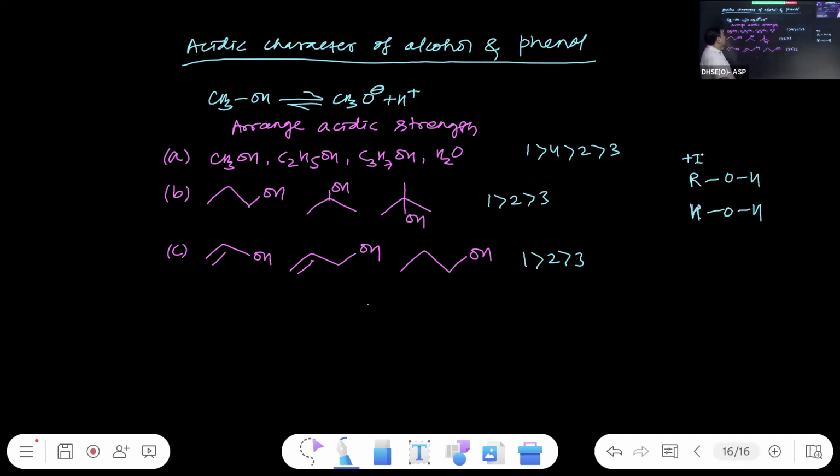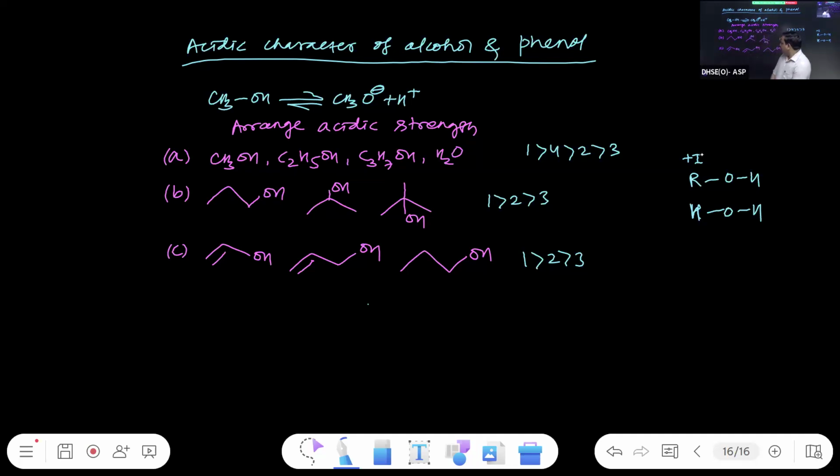Then primary, secondary, tertiary alcohol. Obviously, primary alcohol is more acidic than secondary, which is more acidic than tertiary. Again the plus I effect: the plus I effect of the primary alkyl group is least and that of the tertiary alkyl group is highest.